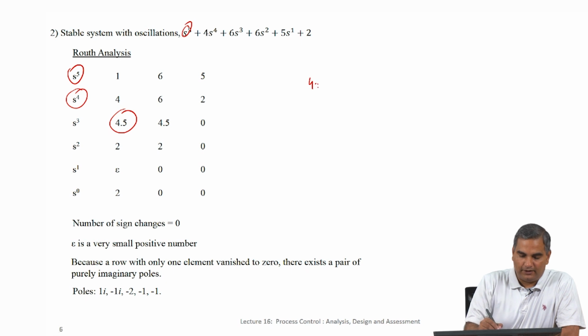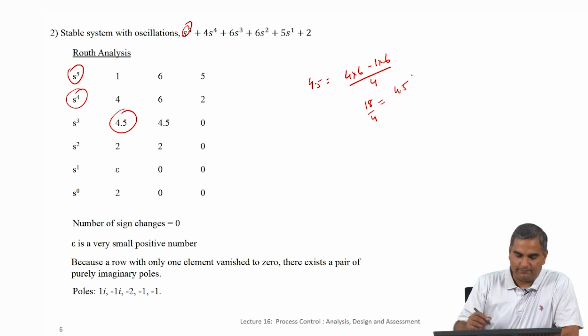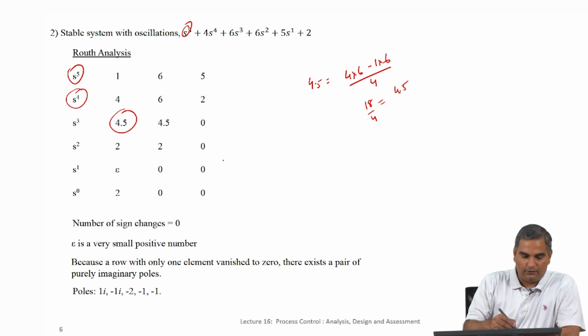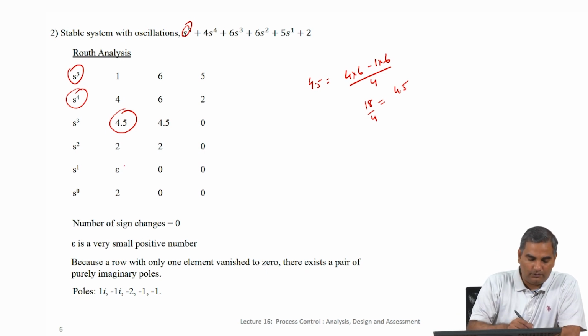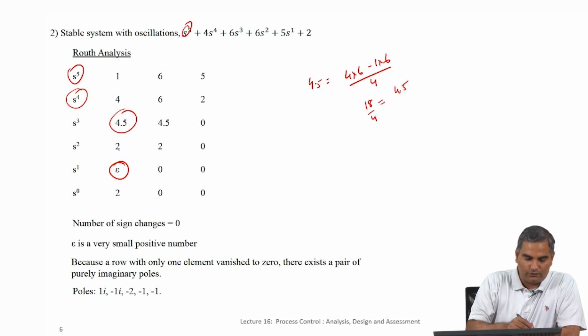So, this 4.5 is going to be 4 times 6 minus 1 times 6, divided by 4. Okay. So, 4 times 6 is 24, 24 minus 6 is 18, 18 by 4 is going to be 4.5. Okay. That is how you got this. Okay. So, you do this here. Now, when you come to this part here, you do the same formula, which is 2 times 4.5 minus 2 times 4.5, divided by 2.